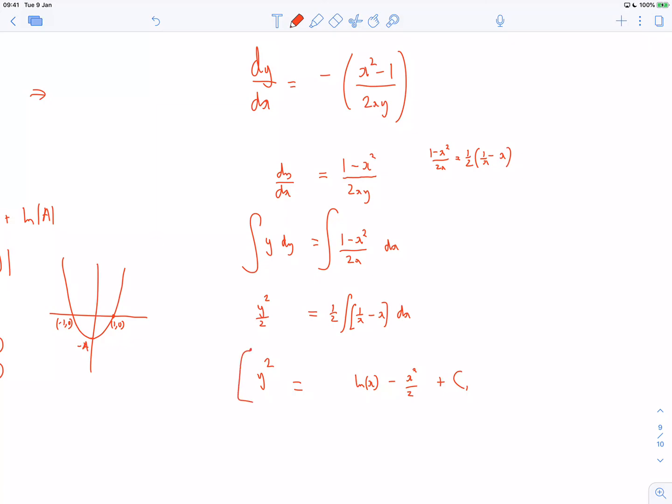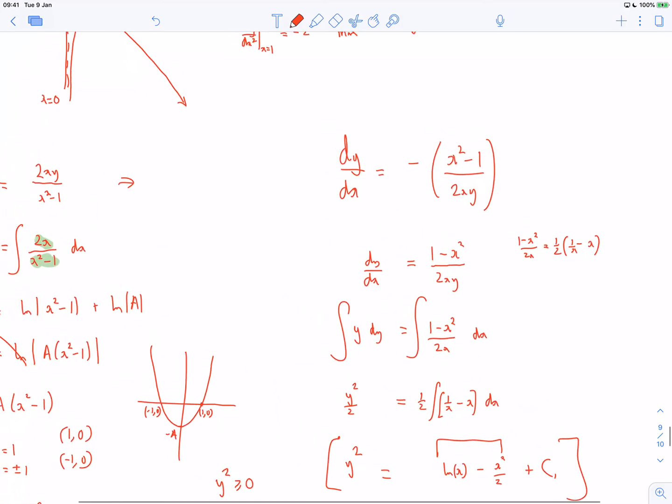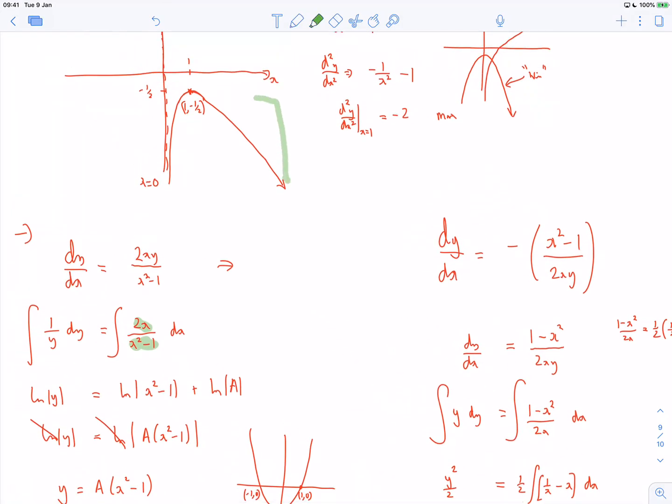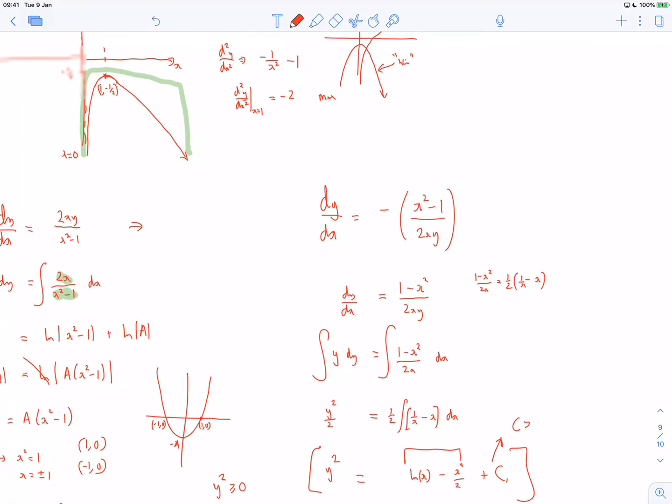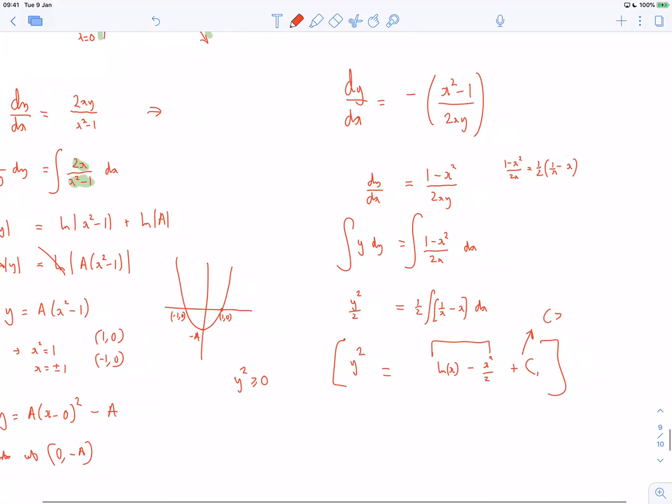Here's the problem. y squared, because it's a real number, has to be greater than or equal to 0. But I've just shown that this thing over here, with the aid of a sketch, is always in the negative region. Well, then clearly this plus c has to be bigger than a half for it to make sense.